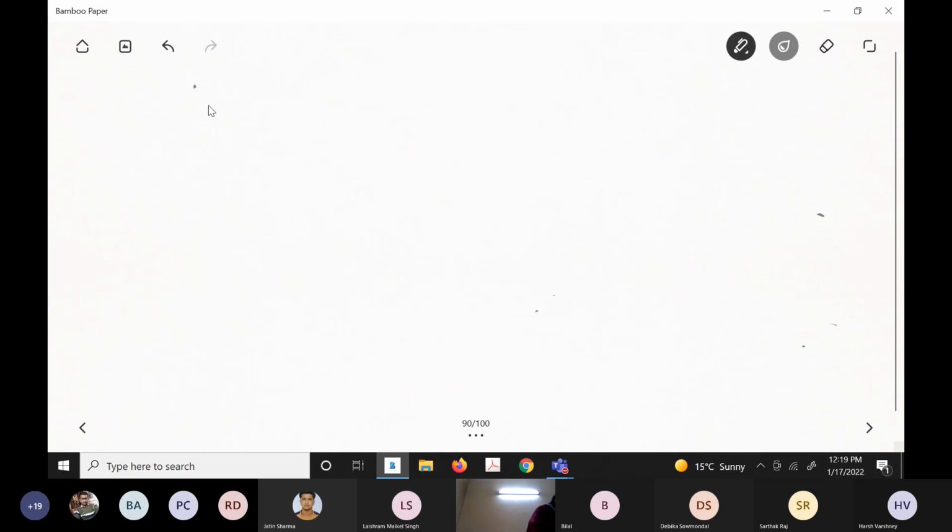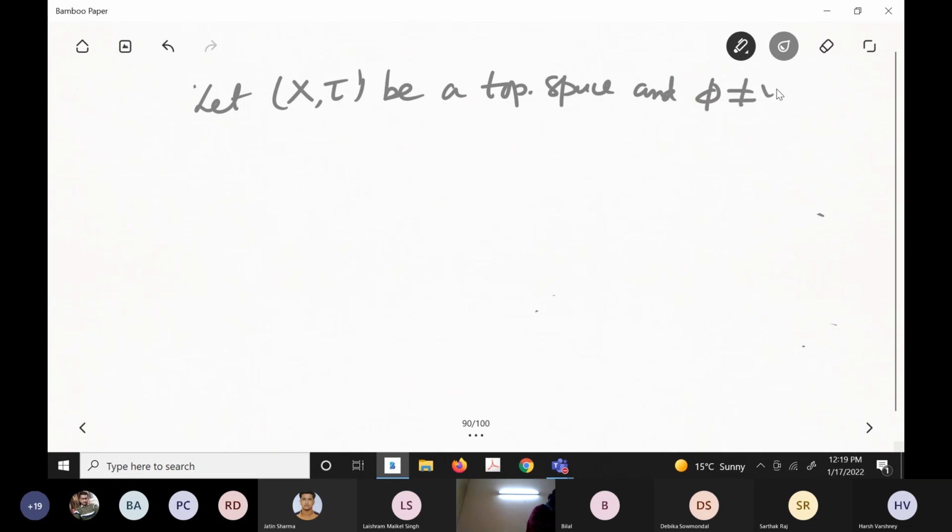So, definition: let (X, tau) be a topological space. On the empty set, we do not bother to define a topology, because that doesn't make sense. Let (X, tau) be a topological space, and Y a non-empty subset of X. Let tau_Y equal to this.